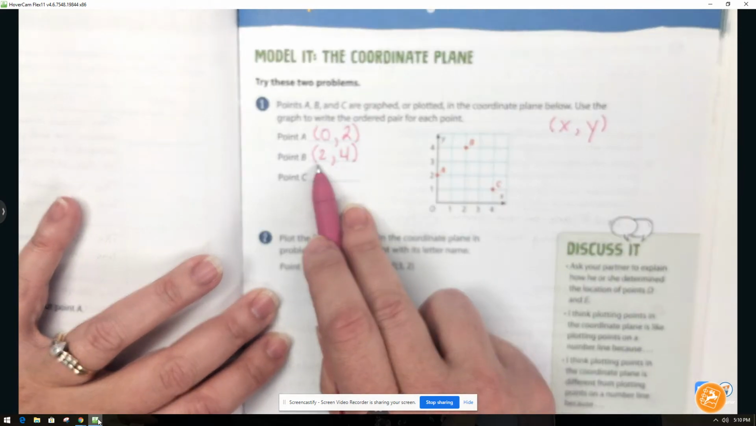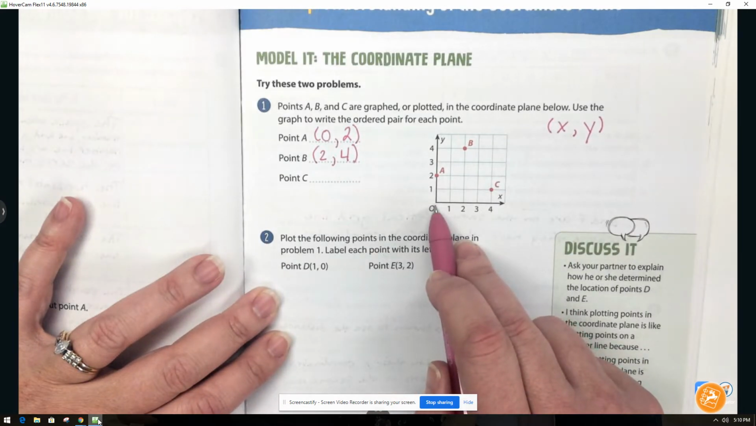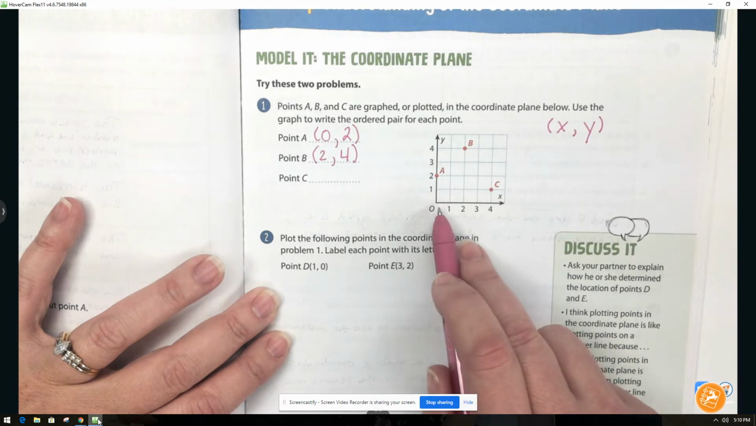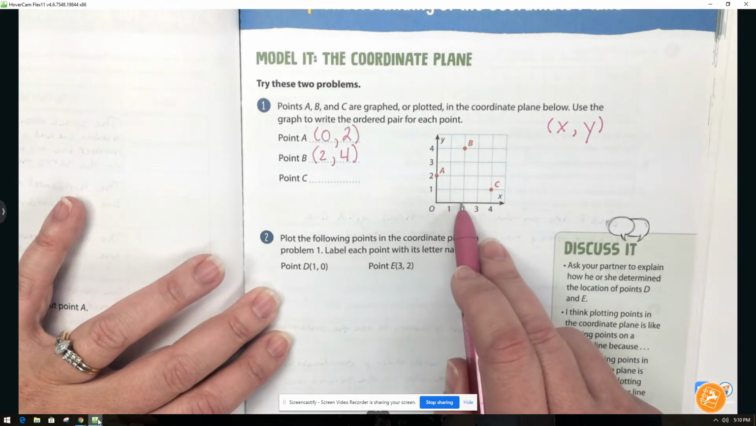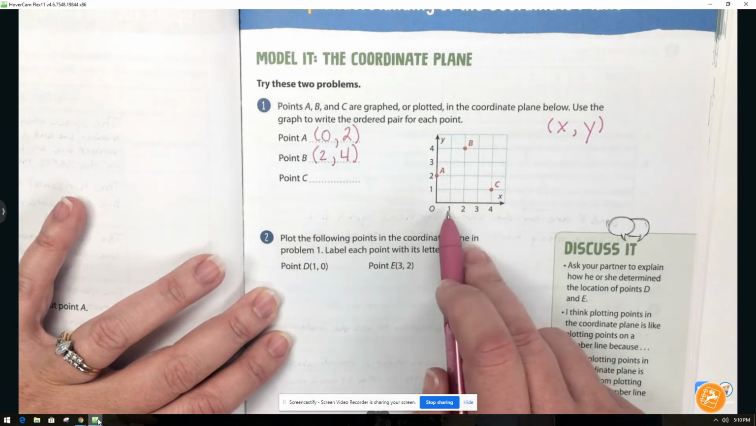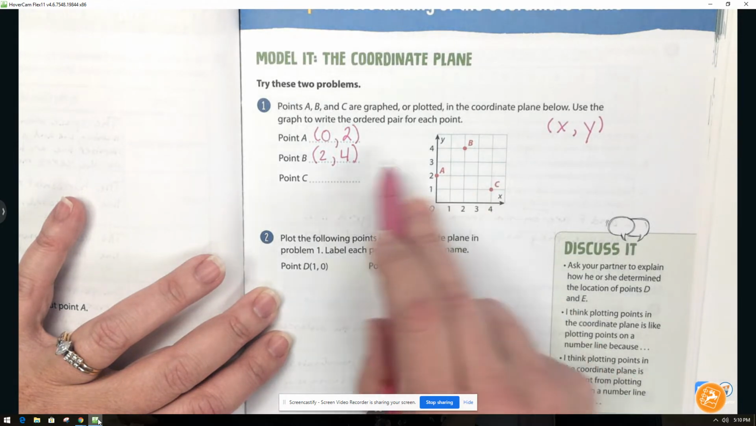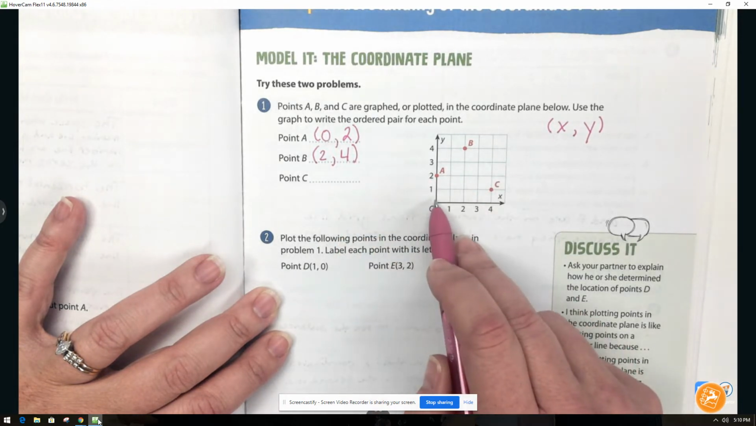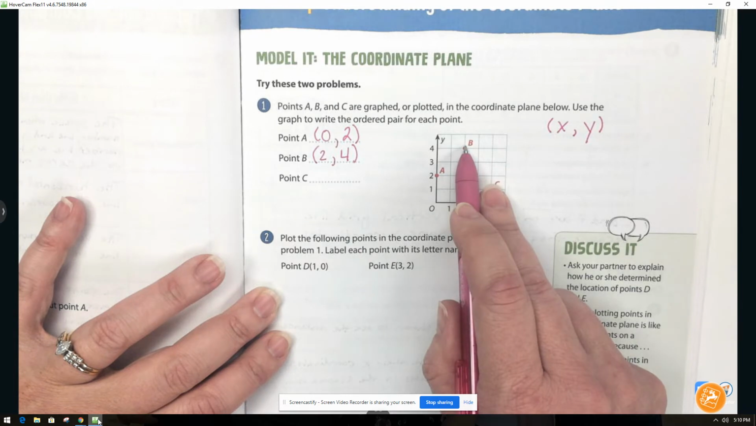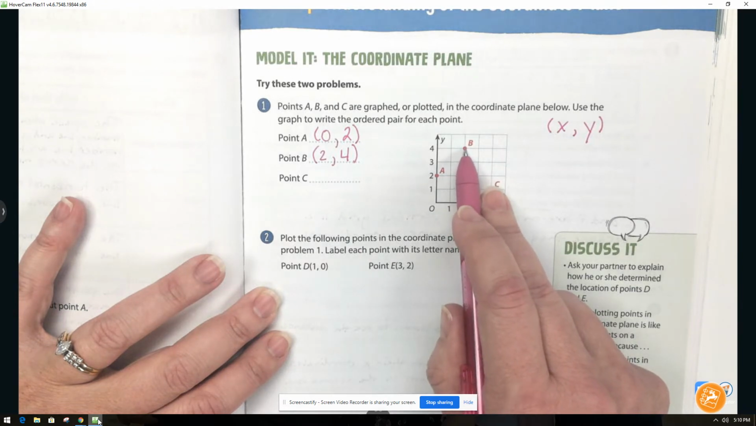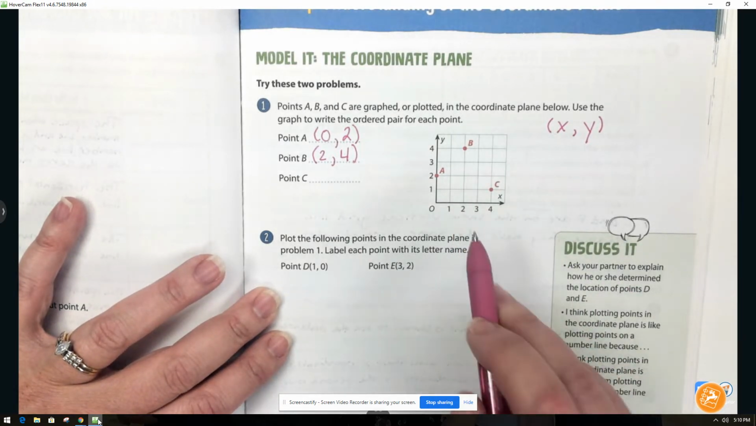So another way you can look at this is, to get from the point of origin up to point B, we would go over 2. That's what this 2 tells us. And then we would go up 4, which is what this 4 tells us. Over 2, up 4. And that's how we get to point B.